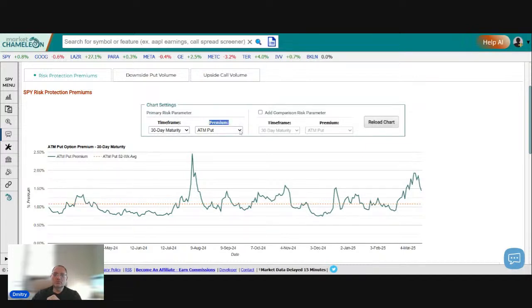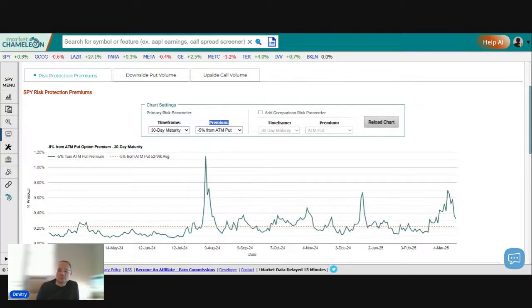So over here under premium, we could look at different options that we could select. Let's say we wanted to look at a put that's 5% out of the money. Okay, so that's minus 5% from the at the money put. If we select that and reload the chart, now we get a different chart with a different premium. And what this lets us do is see what the premium is of a wing, or an out of the money put, with a 30-day constant maturity.